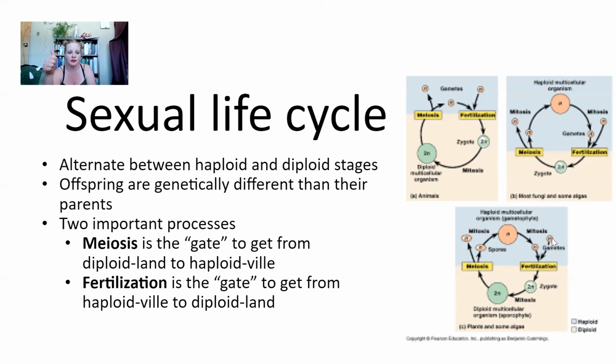So zygote and gametes are also things you would say if I asked, no matter what kind of life cycle you have, what are the things that you have? You would list off meiosis, fertilization, gametes, zygote. Okay, two processes, two types of cells.